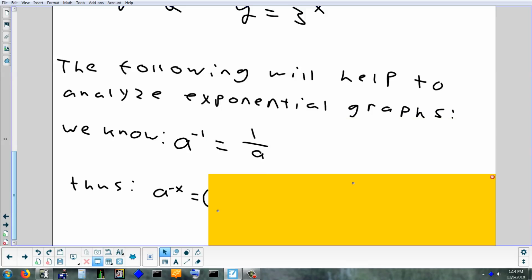So we can use that to simplify something like this. A to the negative x. Even though it's not written, what number is in front of that x?